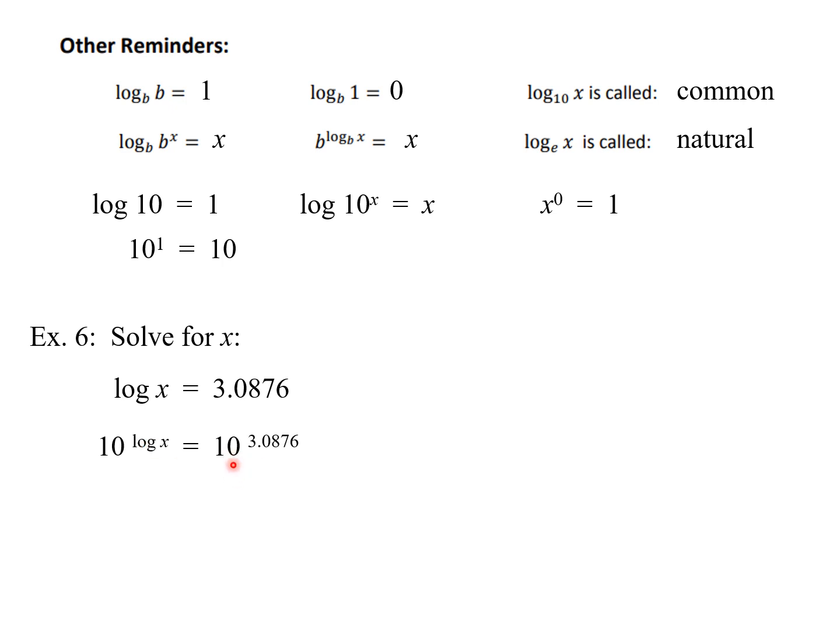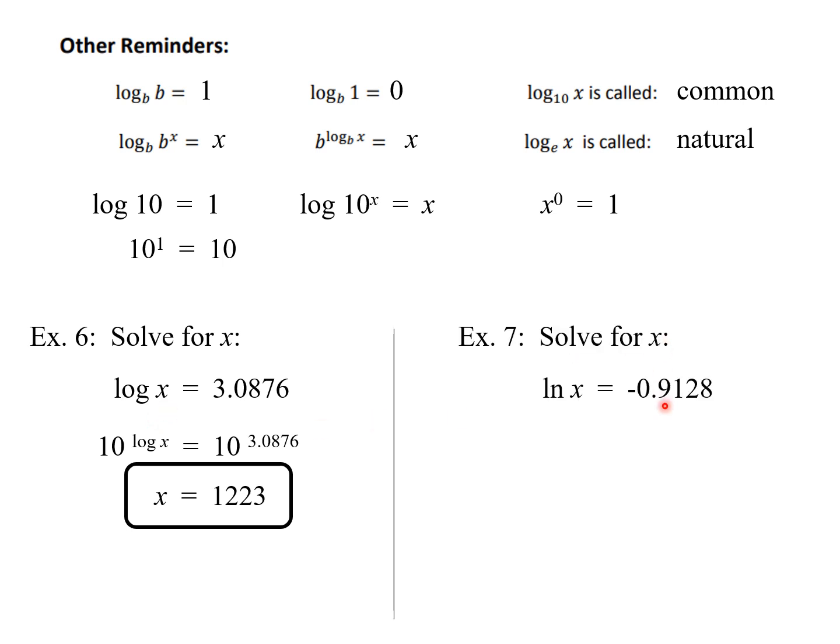And on the right-hand side, if you use your calculator and take 10 to that power, it's 1,223. Verify that with your calculator. So by using the inverse operations, we can get the unknown out of the logarithm.